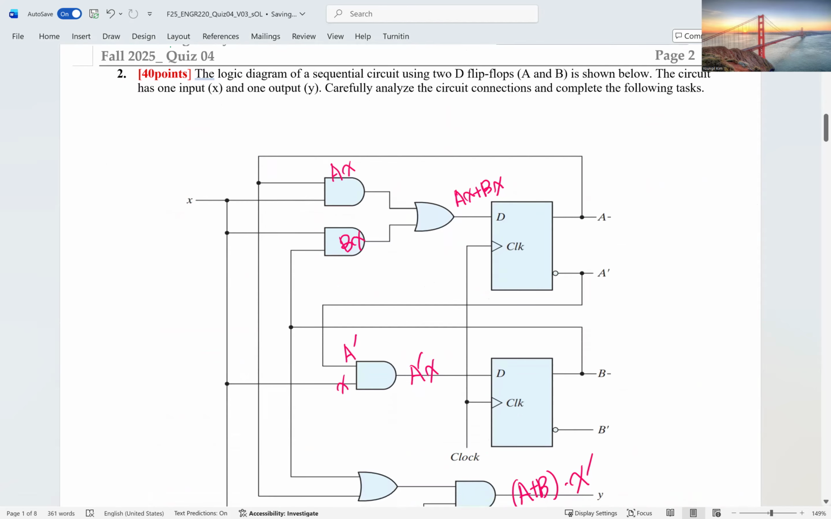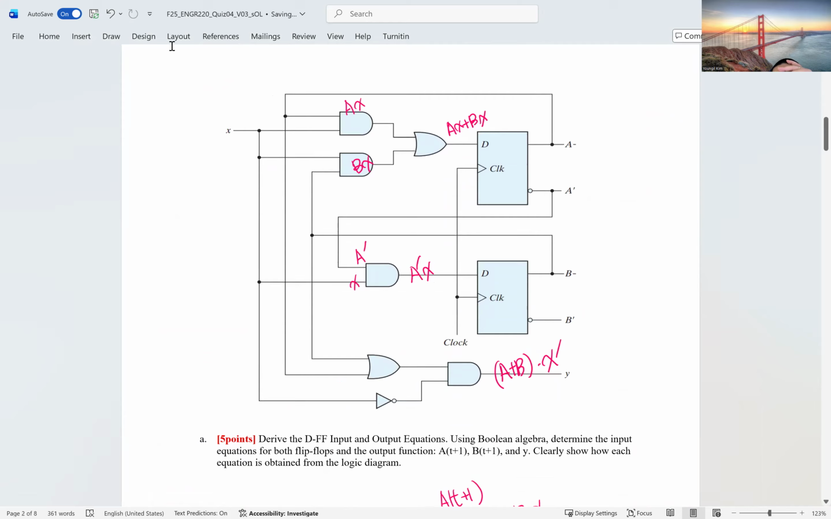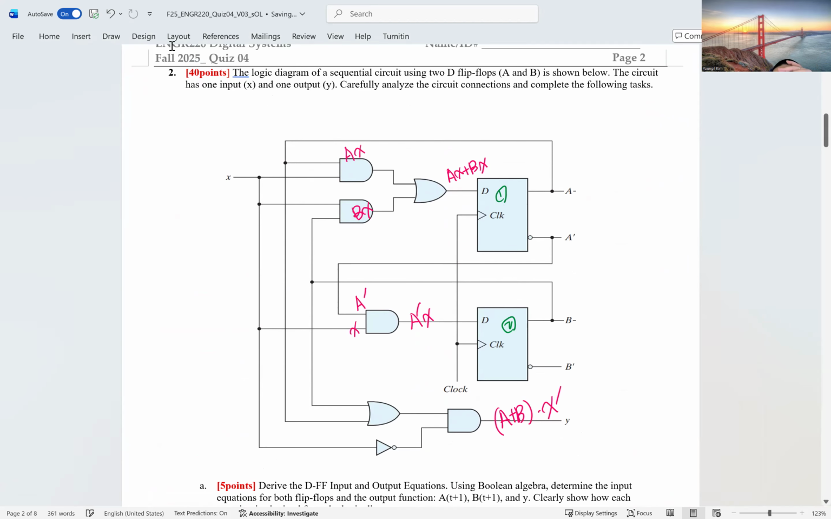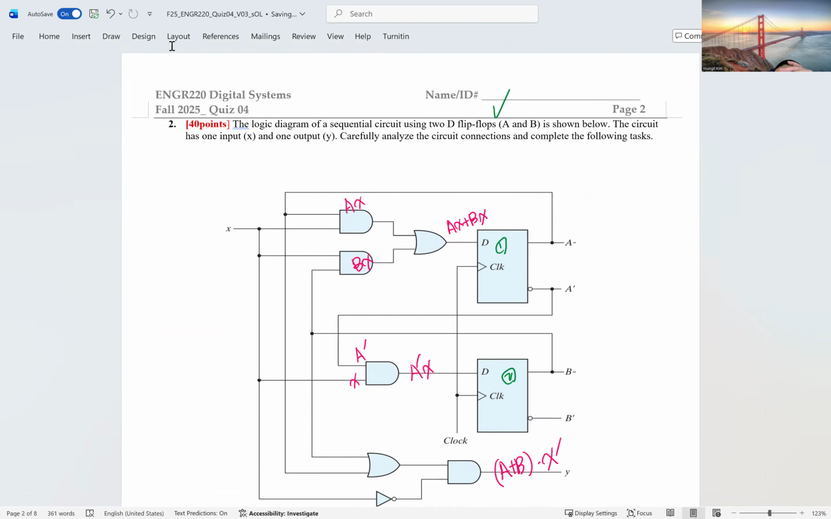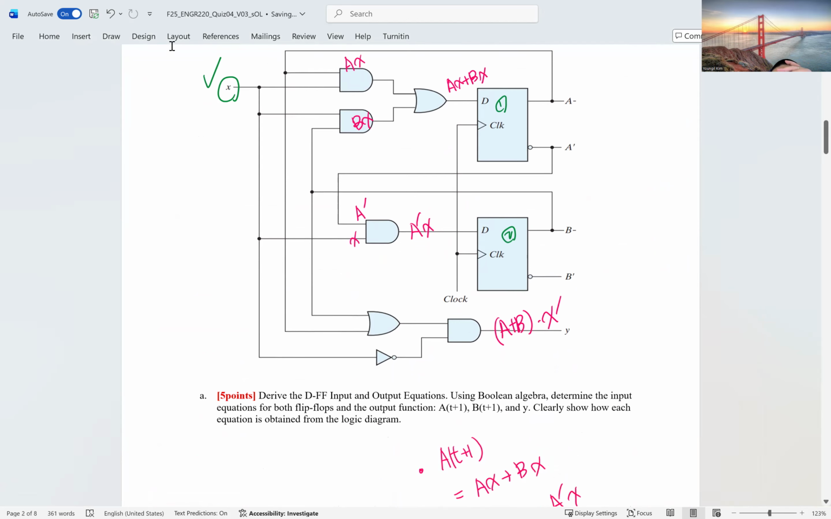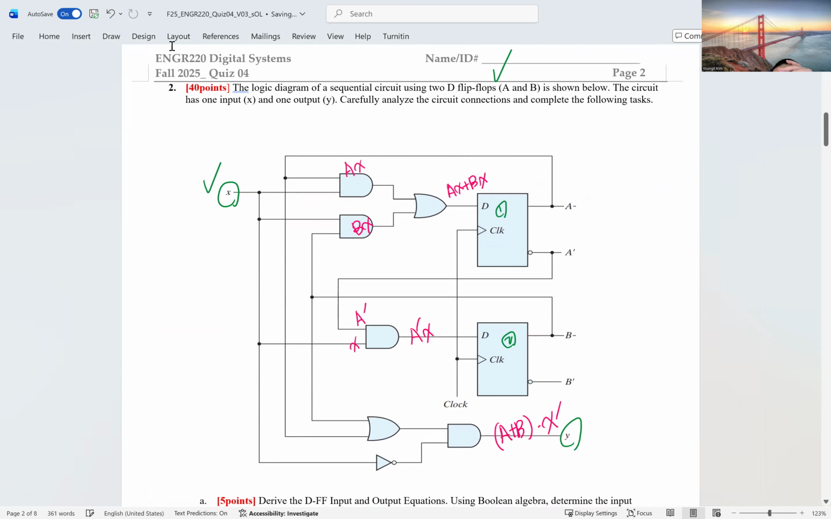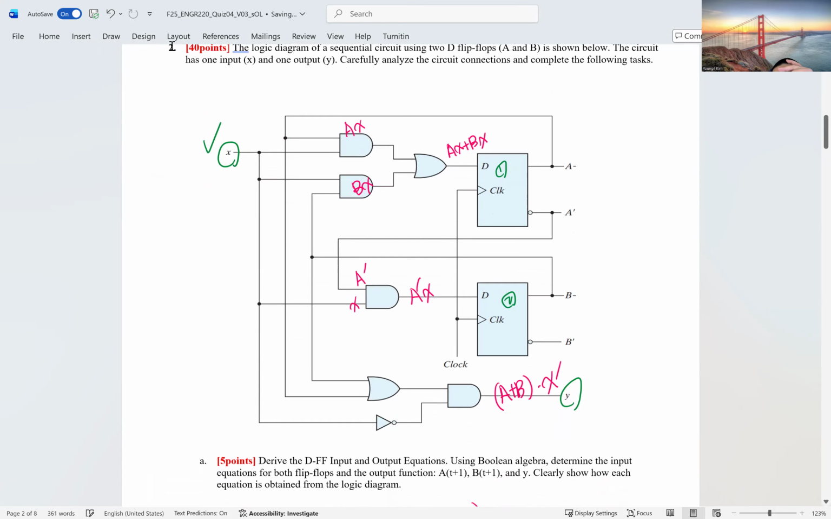All right, the second question. The second question is the logic diagram of a sequential circuit using two D flip-flops. Okay, this is one and this is two. So right there. And then the circuit has one input X right there. Here we go. And then one output. The output is right there. So carefully analyze the circuit connections and complete the following tasks.